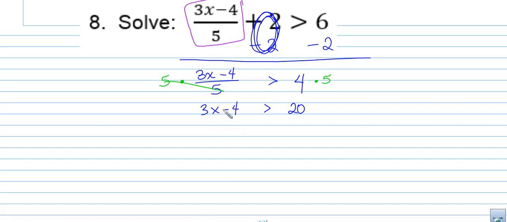Okay? Now we have variables on one side, so we need to get constants on the other. So we're going to add 4 to both sides. Negative 4 plus 4 is 0. 3x will come down. We did not multiply or divide to both sides, so the sign will come down. 20 plus 4, 24. And then we'll divide by 3 to both sides. And that'll leave you with x is greater than 8.